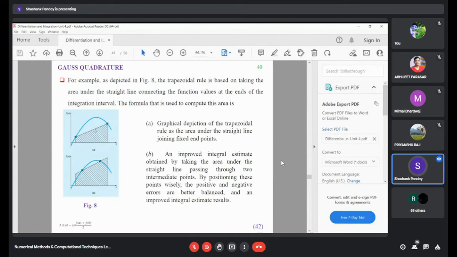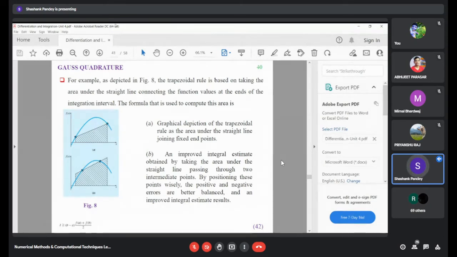However, if we make a slight modification and the points are no longer fixed, but rather they can be shifted. If you look at point B, it is written that an improved integral estimate, that is the value of the integral, will be more accurate by taking the area under the straight line passing through two intermediate points. By positioning these points wisely, the positive and negative errors are better balanced. An improved integral estimate can be found from here.